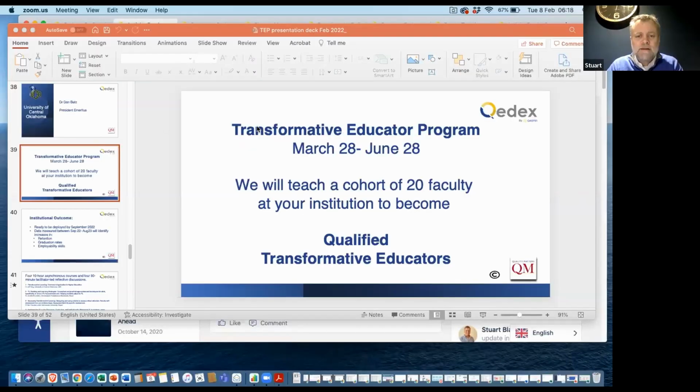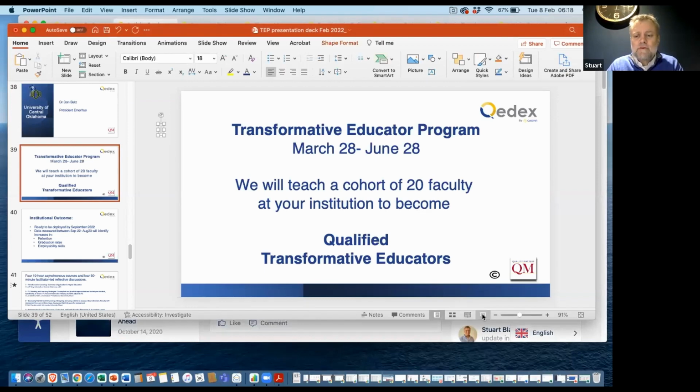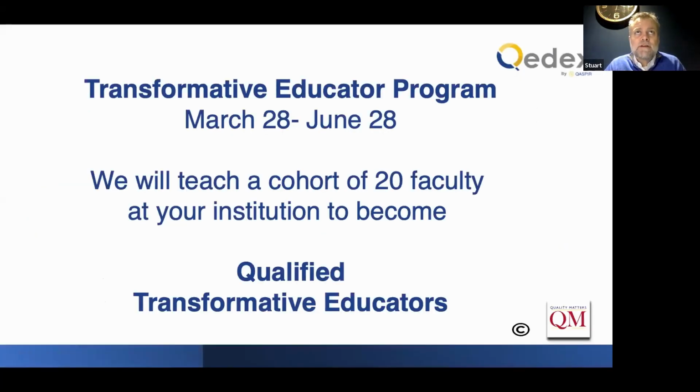So the program is a 12-week course, and that'll be starting on March the 28th and running through to June the 28th. Now, these are synchronous courses, which come with 10 hours each course. There are 4 courses in the program, and every course will contain a 90-minute instructor-led webinar discussion. And what we're proposing essentially is a low-risk approach to introducing transformative learning at your institution. So, Jeff, I will pass this over to you and move on to the next slide.